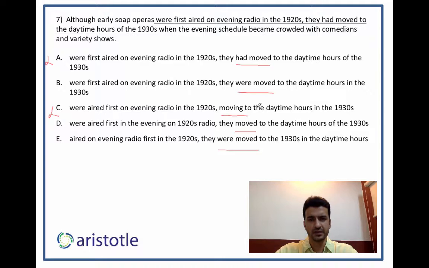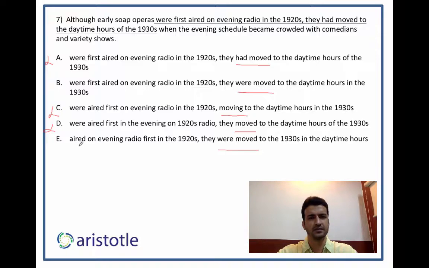If I do my split, "they were moved" and "they moved." I'm not even going into tenses. I'm just thinking logically. What am I talking about? Soap operas. These are basically programs. So programs cannot move by themselves. They were moved by somebody. So "they moved" is absolutely incorrect because a program cannot move by itself. Think about it. So D also goes out. I'm down to B and E.